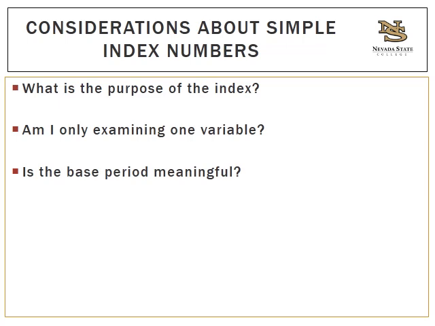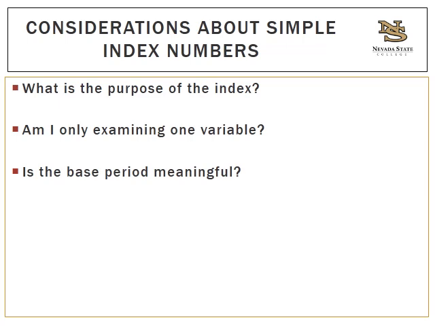So for example, if you want to construct a cost of living index, you cannot use a simple index number because simple index numbers only examine one item at a time. The cost of living is based on many factors that are consumed at different quantities, so a weighted aggregate price index would be more appropriate.